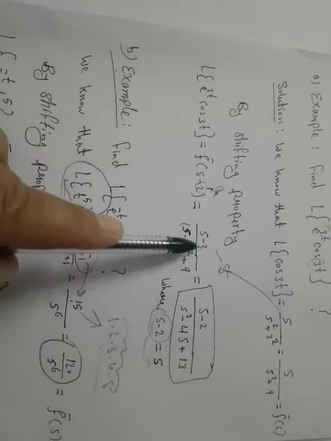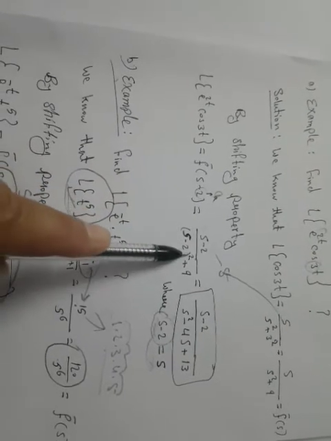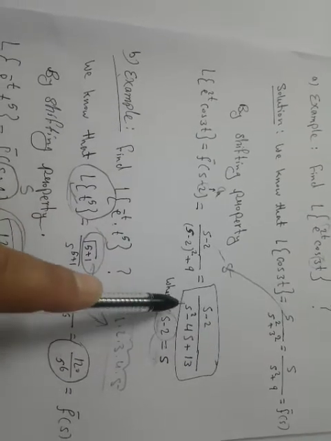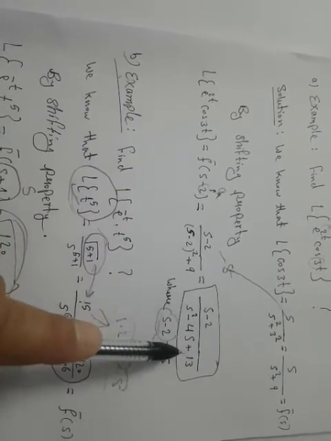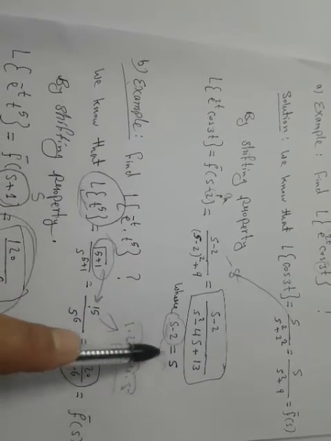So in here we put s minus 2 upon (s minus 2) whole square plus 9. So s minus 2 upon s square minus 4s plus 13, where s minus 2 is in place of s.